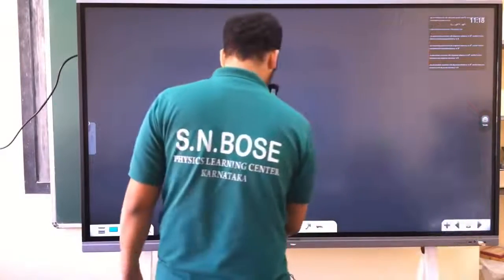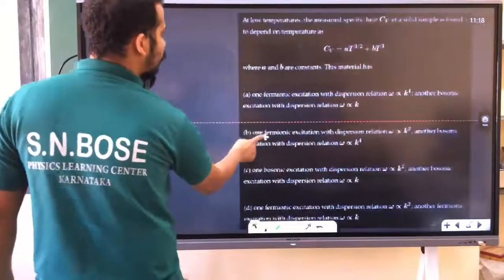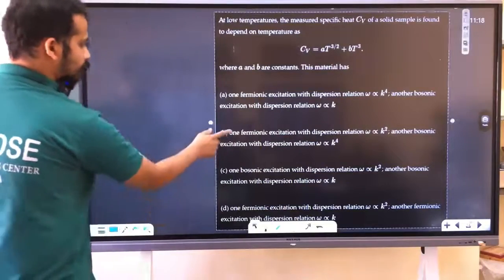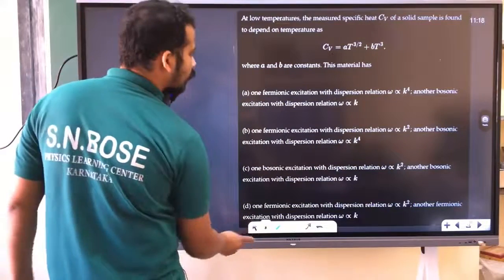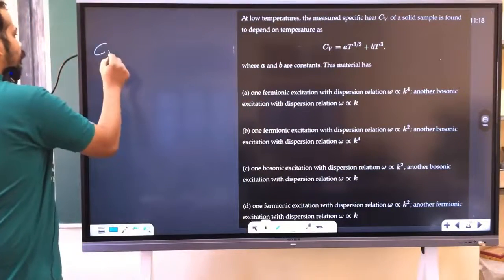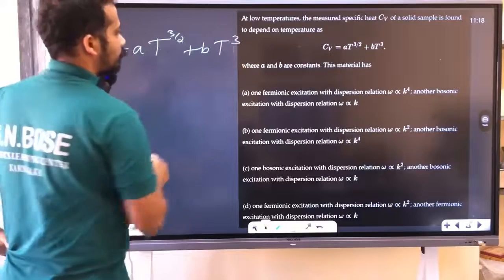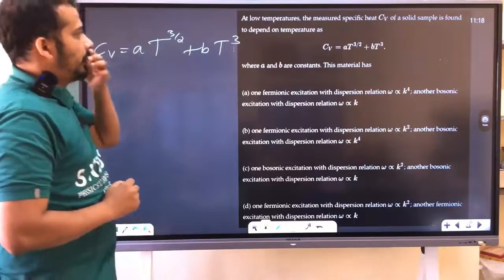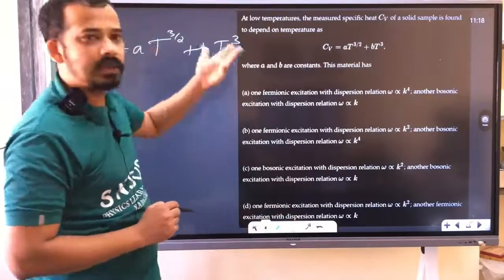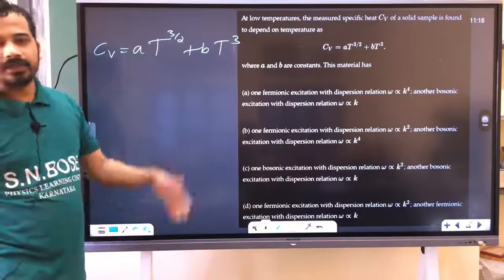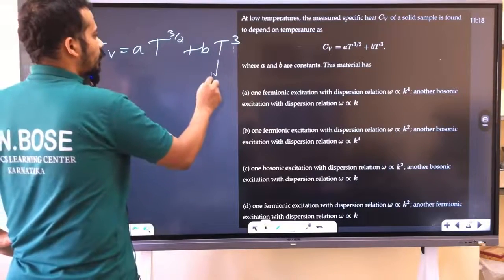This question you should be able to answer now. TIFR question again. Can you see this one? CV is equal to A into T power 3 by 2 plus B into T cube, where A and B are constants. At low temperature, the specific heat of some solid is found to be like this. What is that due to? Now you should answer it by experience.